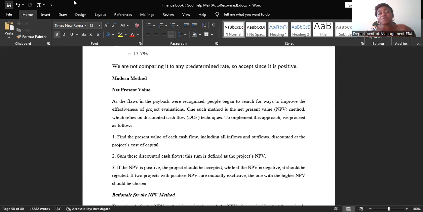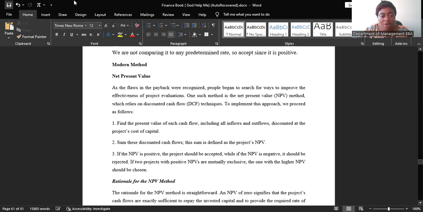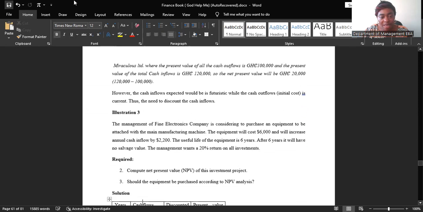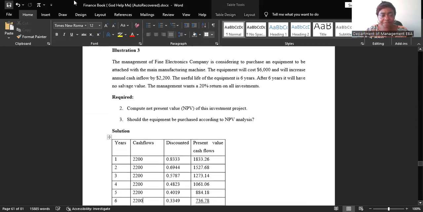And if it's positive, it means that a normal person who is not a finance student would not discount it, would just subtract and think he has made a profit, but he has not taken the time value of money into consideration. So as good finance people, we take that into consideration. To do that, that is what we're going to do for NPV.